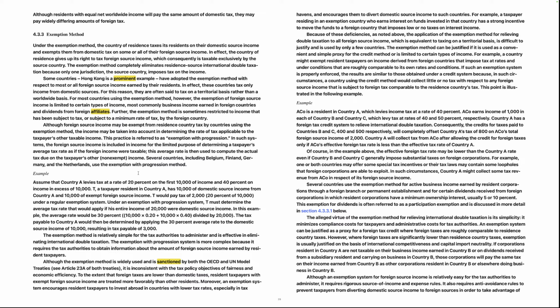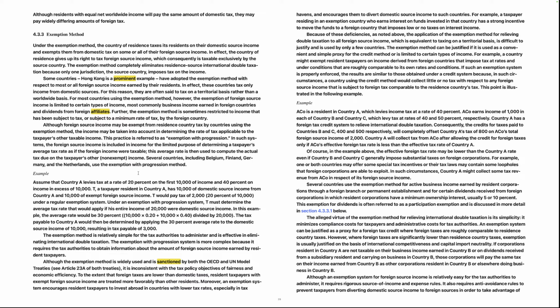Because of these deficiencies, as noted above, the application of the exemption method for relieving double taxation to all foreign source income, which is equivalent to taxing on a territory basis, is difficult to justify and is used by only a few countries. The exemption method can be justified if it is used as a convenient and simple proxy for the credit method, or is limited to certain types of income. For example, a country might exempt resident taxpayers on income derived from foreign countries that impose tax at rates and under conditions that are roughly comparable to its own rates and conditions.